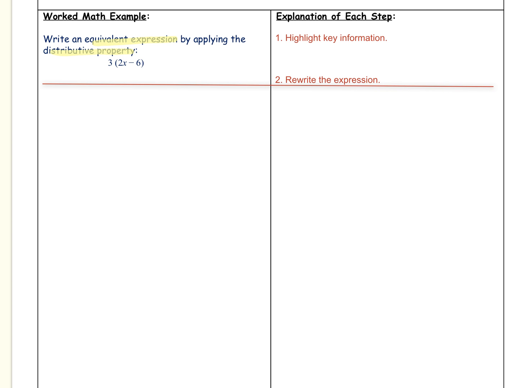Now the instructions are: write an equivalent expression by applying the distributive property. That means that you are going to be using the distributive property. We need to highlight equivalent expression and distributive property. My next step will be to rewrite the expression. Now I want you to highlight the factor. Okay, the factor is going to be our 3 that is outside. That is our factor, and we need to multiply by every single term inside the parentheses.